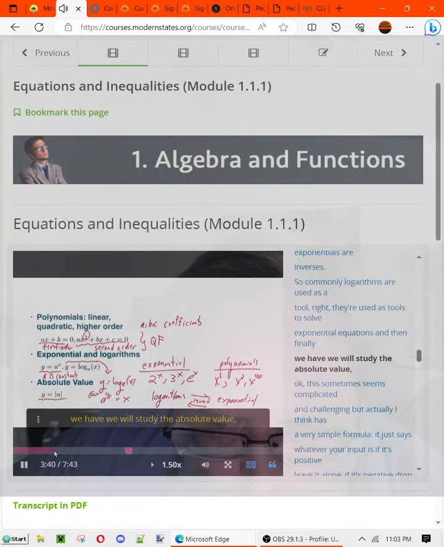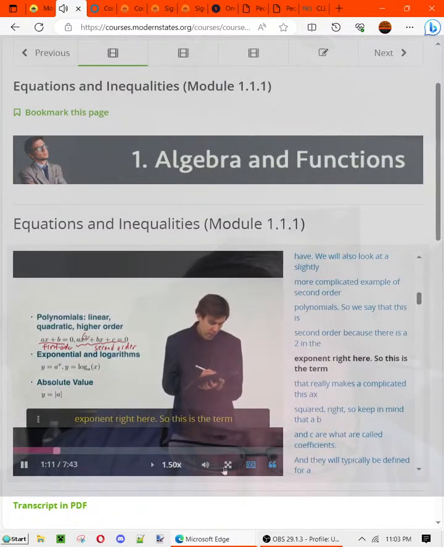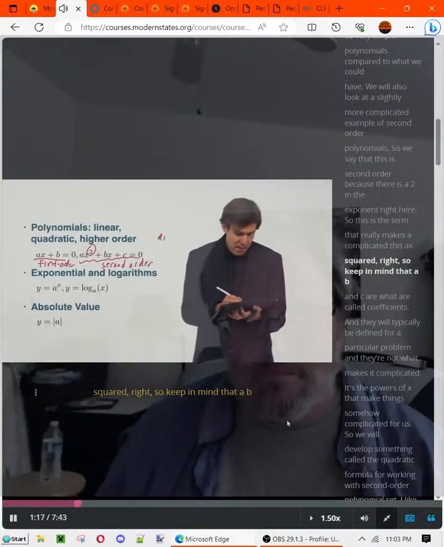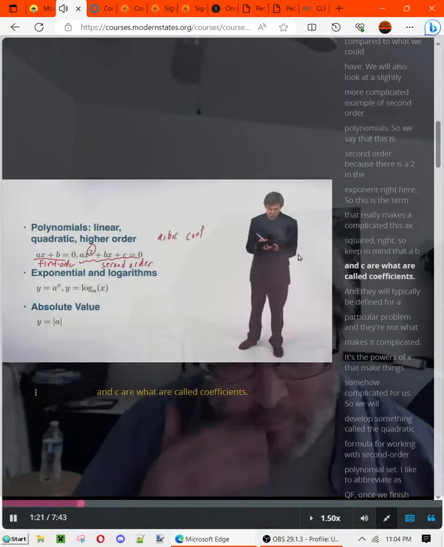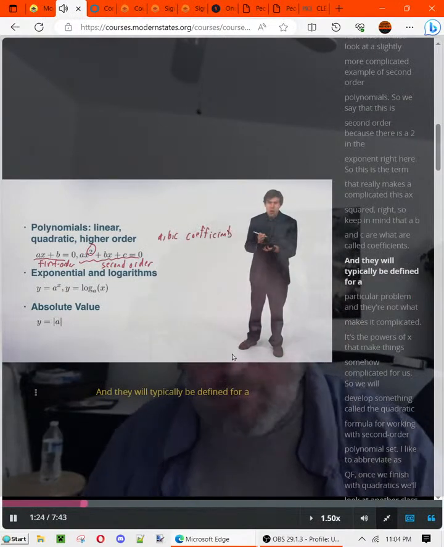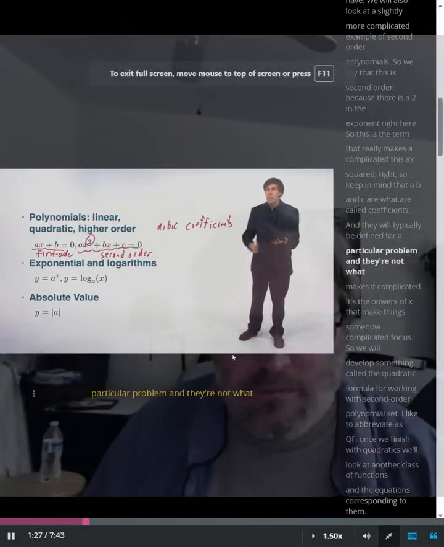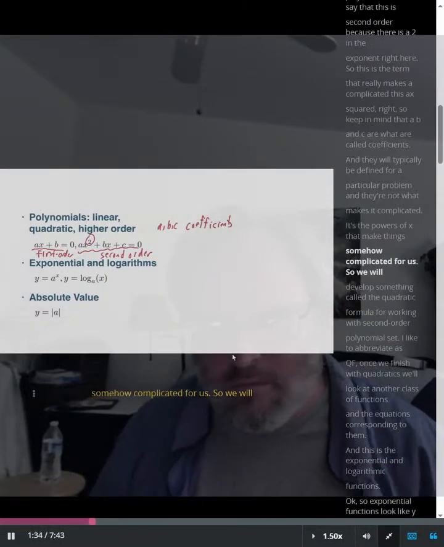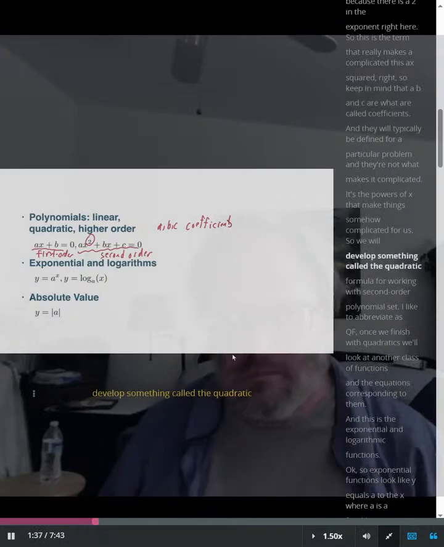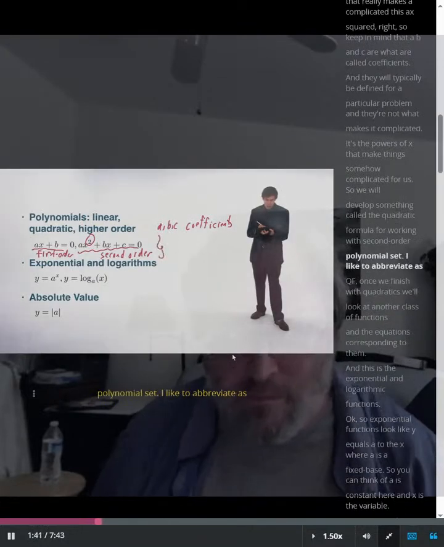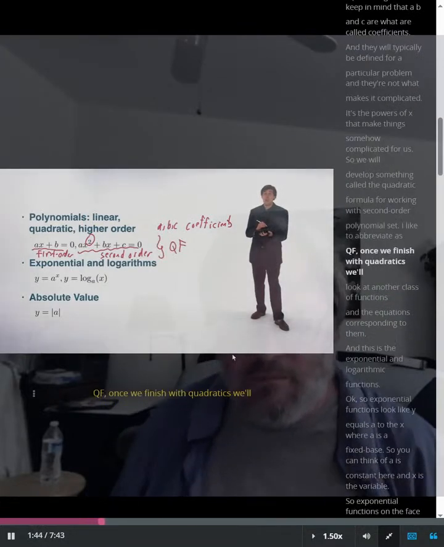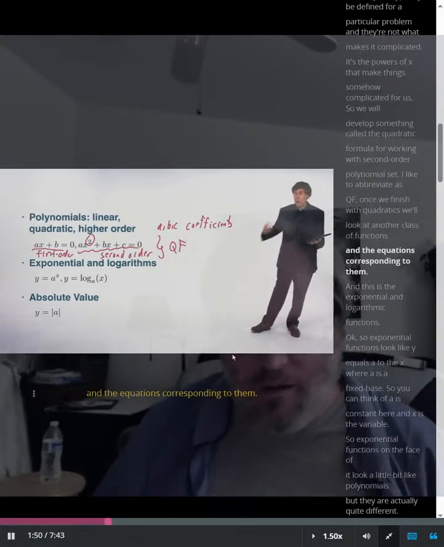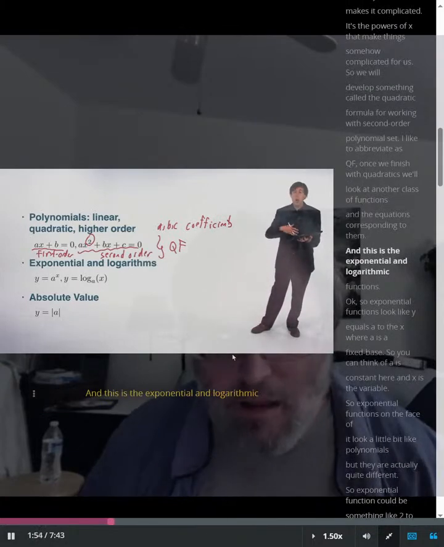And then finally, we have 2 in the exponent right here. So this is the term that really makes it complicated, this ax squared, right? So keep in mind that a, b, and c are what are called coefficients. And they will typically be defined for a particular problem. And they're not what makes it complicated. It's the powers of x that make things somehow complicated for us. Right? So we will develop something called the quadratic formula for working with second order polynomials that I like to abbreviate as QF. Once we finish with quadratics, we'll look at another class of functions and the equations corresponding to them. And this is the exponential and logarithmic functions.